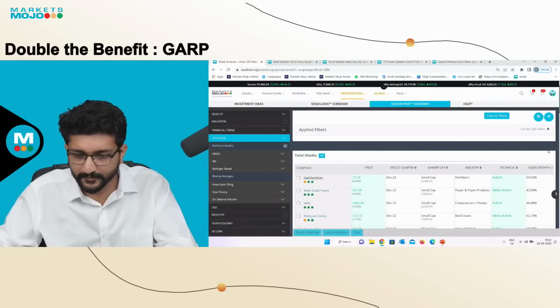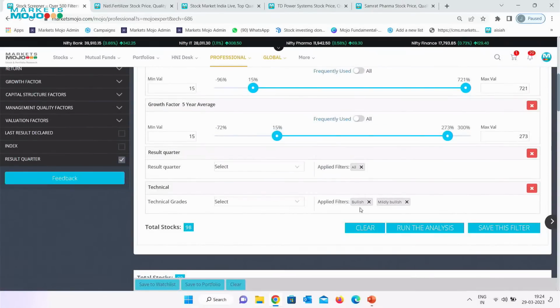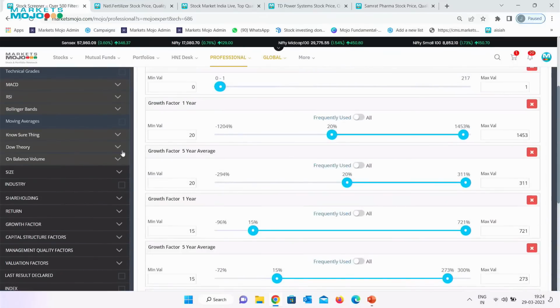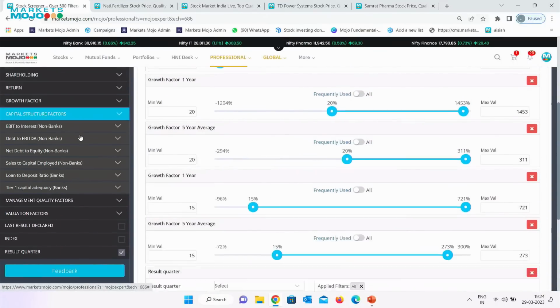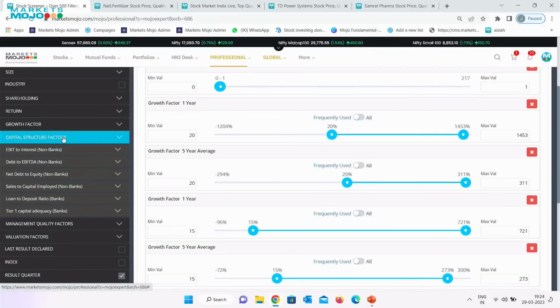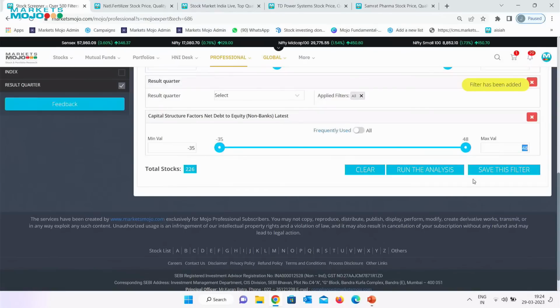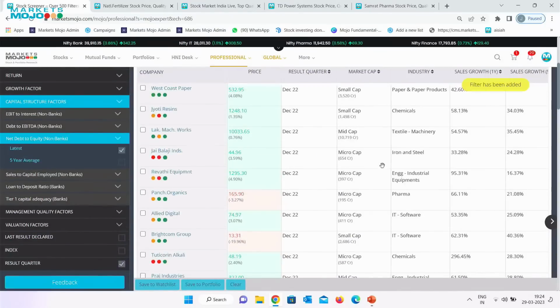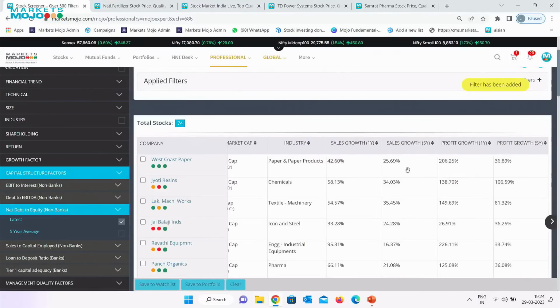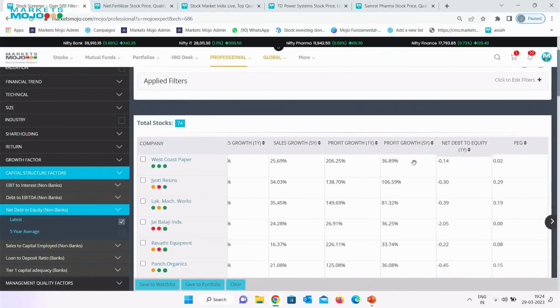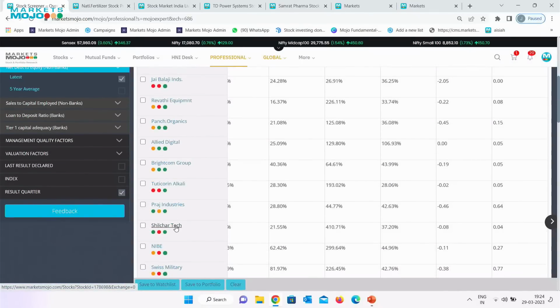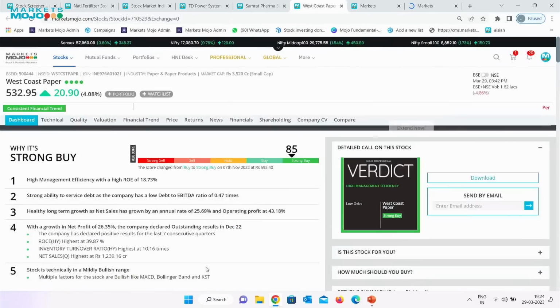Going back to the same screener, I'll just edit it, and here I will remove the technical grades. Now, where do we get net debt to equity? You can go to capital structure factors, net debt to equity, latest. Here we'll select less than 0, and I'll run the analysis. Now we have 74 stocks that are debt free, have high sales growth, have high profit growth, and a low PEG. We have West Coast Paper, Lakshmi Machinery Works. We have many stocks over here which are fulfilling the criteria. Now West Coast Paper again is up by 4% today, a strong buy.